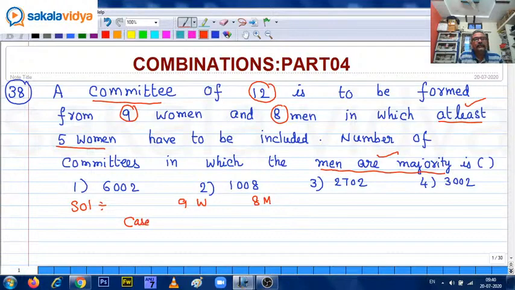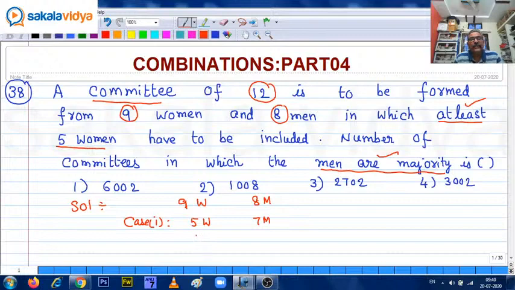Say case 1. Case 1 is women must be at least 5. At least 5 means first select 5 members, 5 women. Next, here 8 men are there. Majority men must be there. Already 12 means we need to select 7 men.